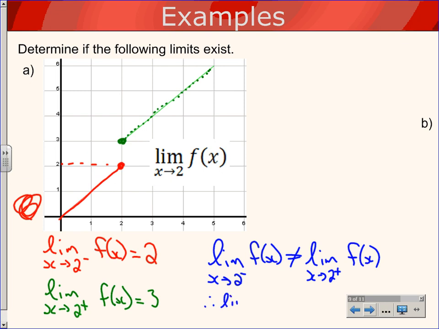Therefore, the overall limit does not exist. Okay. So my left-handed limit existed, it worked. The right-handed limit existed, it worked, it approached 3. But from the left we were approaching 2, from the right we were approaching 3. It wasn't approaching the same thing. So overall it didn't work combined.